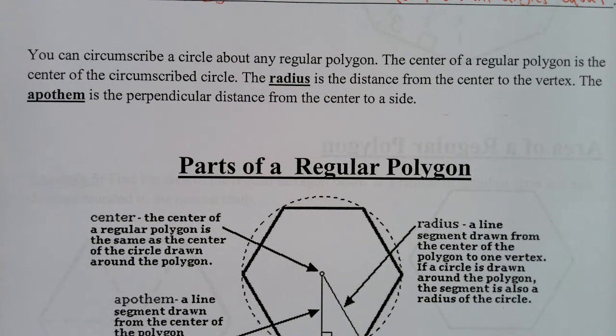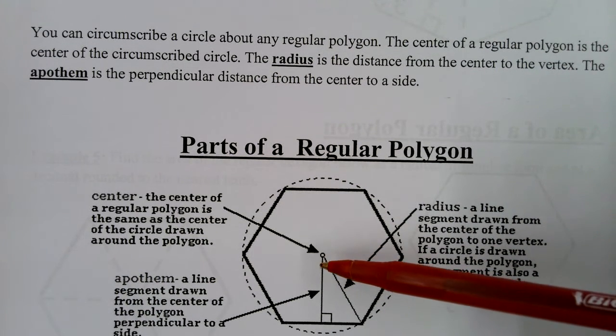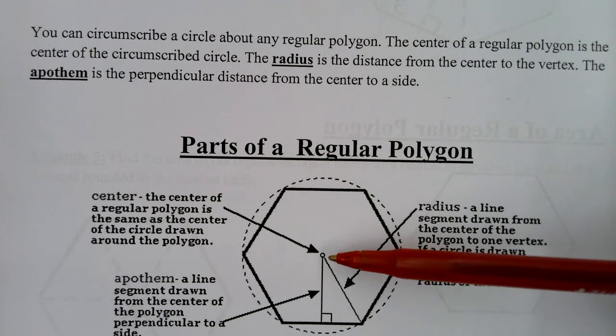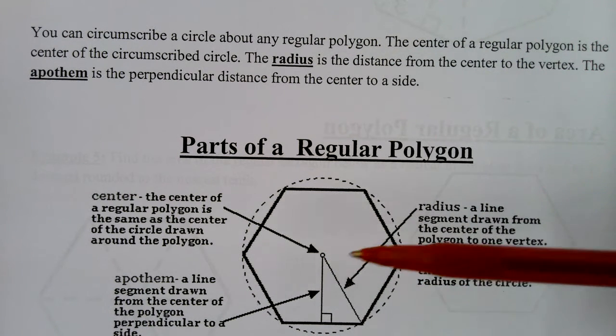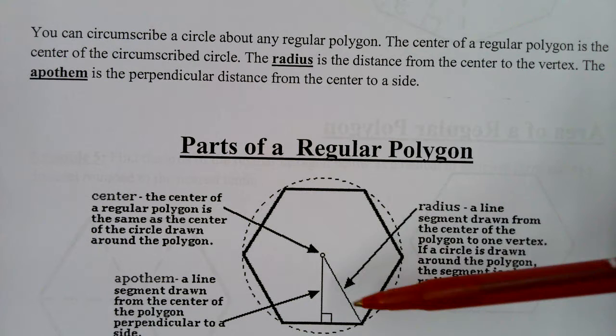The center of the regular polygon is the center of the circumscribed circle. Okay, so that center right there, that's the center of the regular polygon, and it's the center of the circle. The radius is the distance from the center to the vertex. Okay. So this is the radius right here.